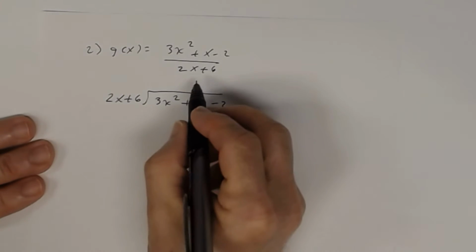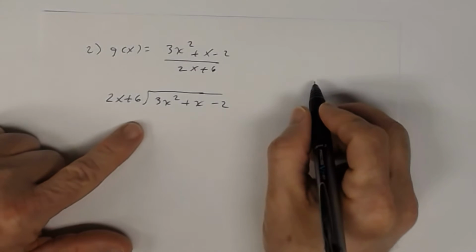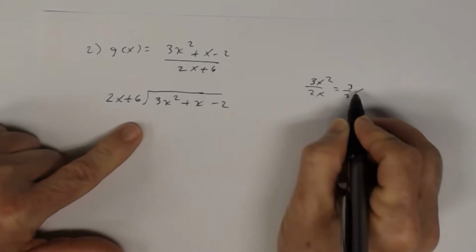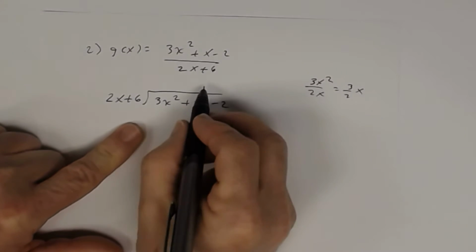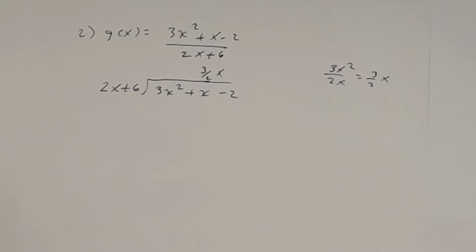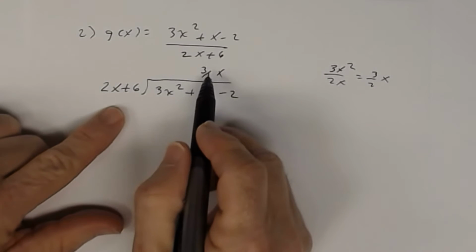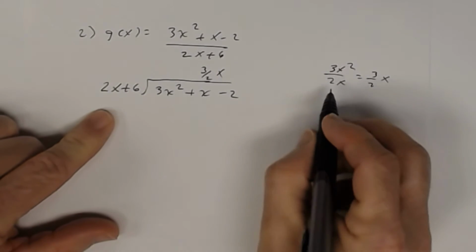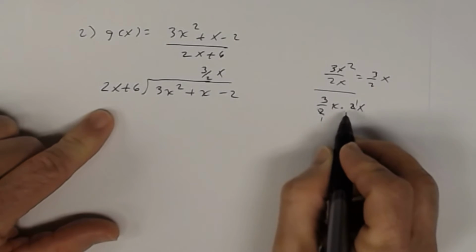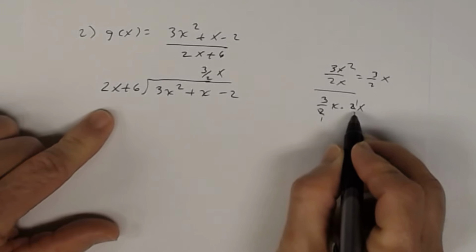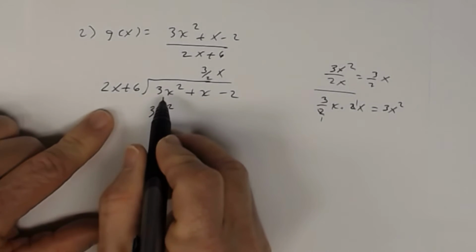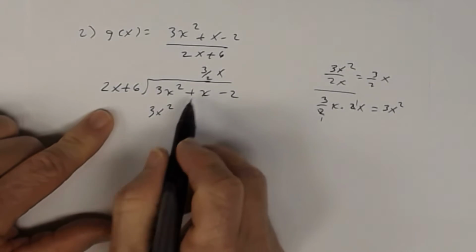2x into 3x squared is, remember, be careful here because you end up with a fraction in this case. So 3x squared divided by 2x is 3/2 x. So that's going to go here, 3/2 x. Then you're going to multiply. So you say 3/2 x times 2x. The 2's divide out, and you get 3x times x is 3x squared. And remember, if you're doing this correctly, these two have to be the same.